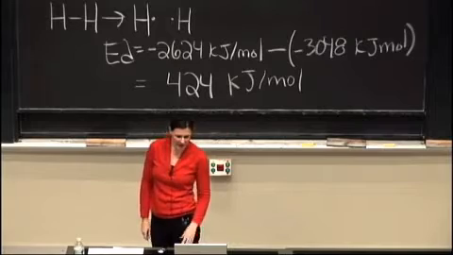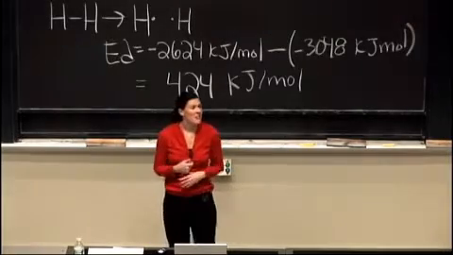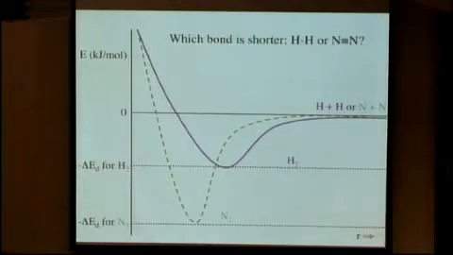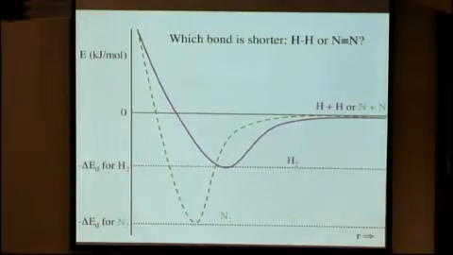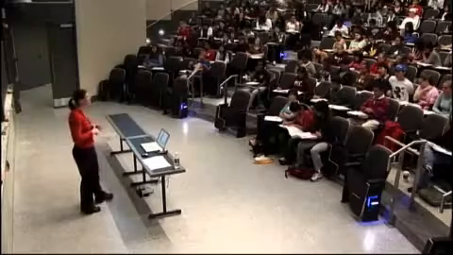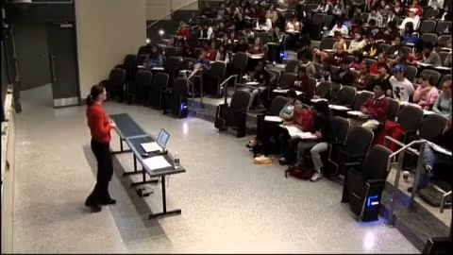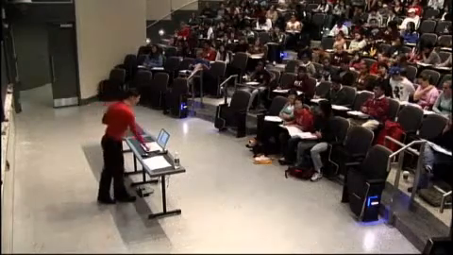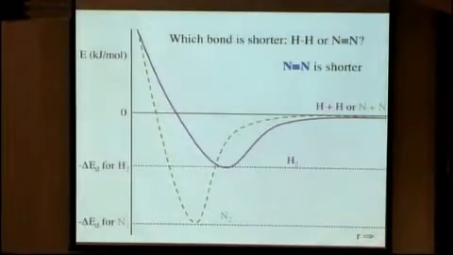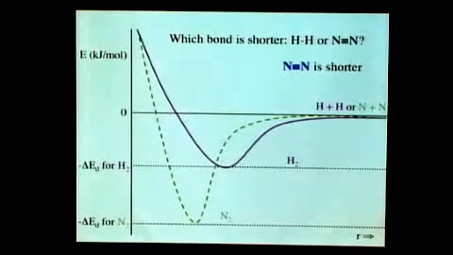We can also think about the distance, the bond distance. So which would you say is going to be shorter in this case? Is a hydrogen bond shorter, or is a nitrogen-nitrogen triple bond going to be shorter? Again, we can get this information directly from our graph. We see that the radius is shorter, so that means that the nitrogen-nitrogen bond is going to be shorter.